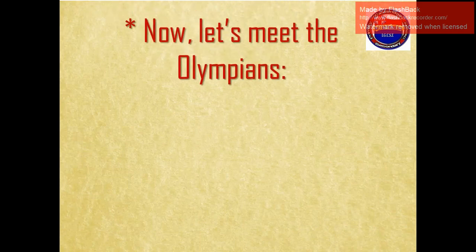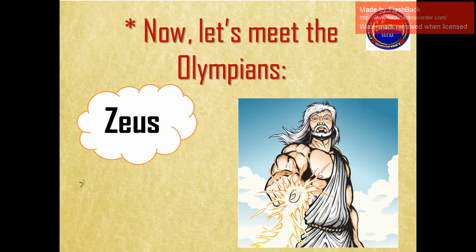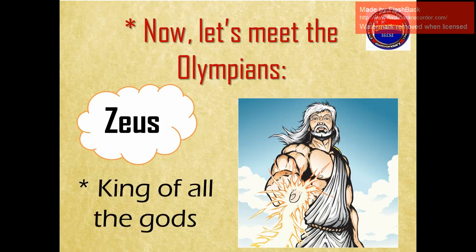And now, let's have a look at some of the gods and goddesses ancient Greeks believed to live on the top of Mount Olympus. These gods and goddesses were known as the Olympians. The first god is Zeus. He was the most powerful of all. He was the king of all the gods.